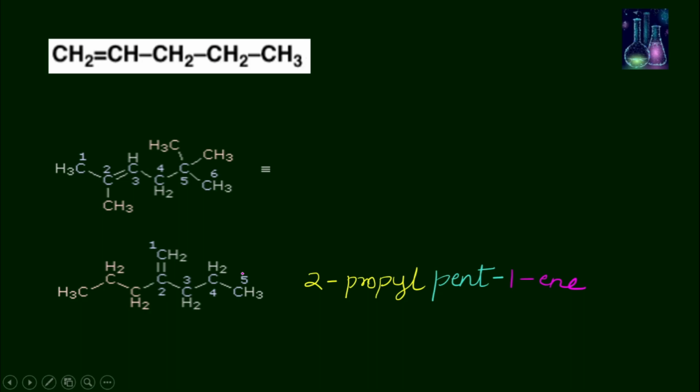Now let's see some other examples. Now this is a carbon-carbon triple bond over here. So the least possible number will start from this end: 1, 2, 3, 4, 5. So the name of the molecule will be pent-2-yne, since it is a carbon-carbon triple bond. So that's why we put yne.